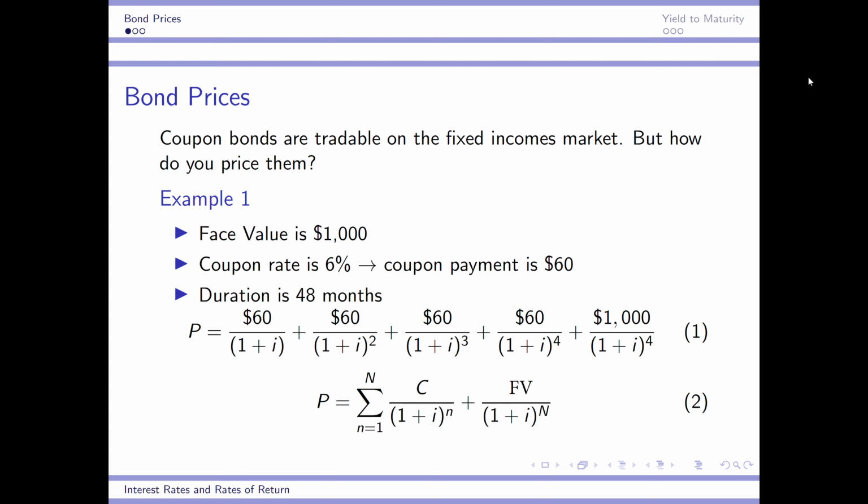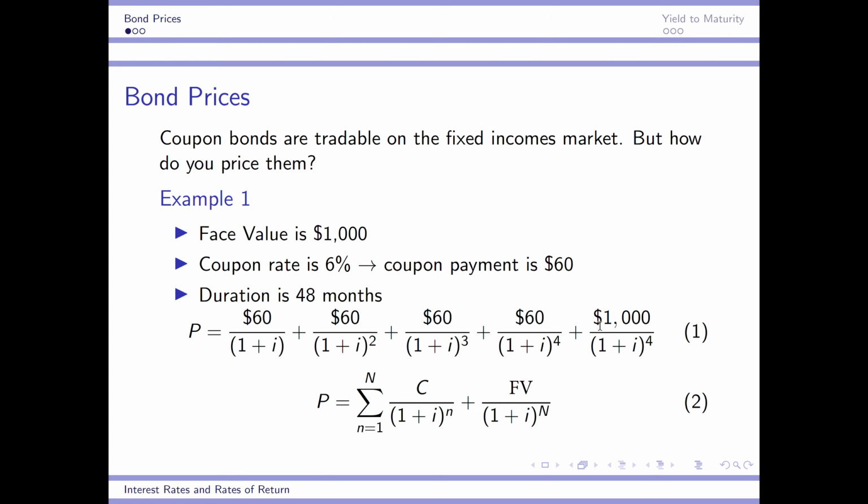So let's say that we have issued a coupon bond with a face value of $1,000, and the coupon rate is 6%. This means that the coupon payment is $60. Additionally, it has a 48 month or 4-year duration, and the coupons are being paid annually. Then we can calculate the current price of the coupon bond using equation 1. Using 4 annual coupon payments, we'll get a total of $240, plus at the end of the bond's period, we'll get the face value of $1,000 back.